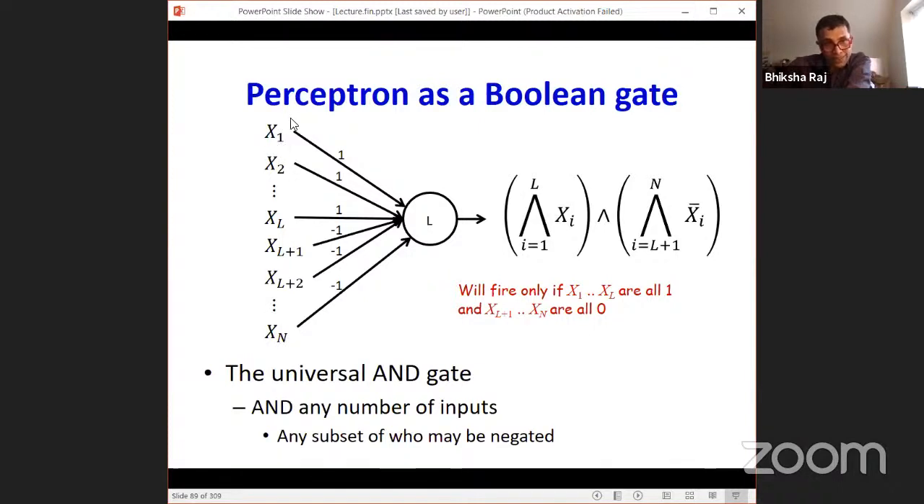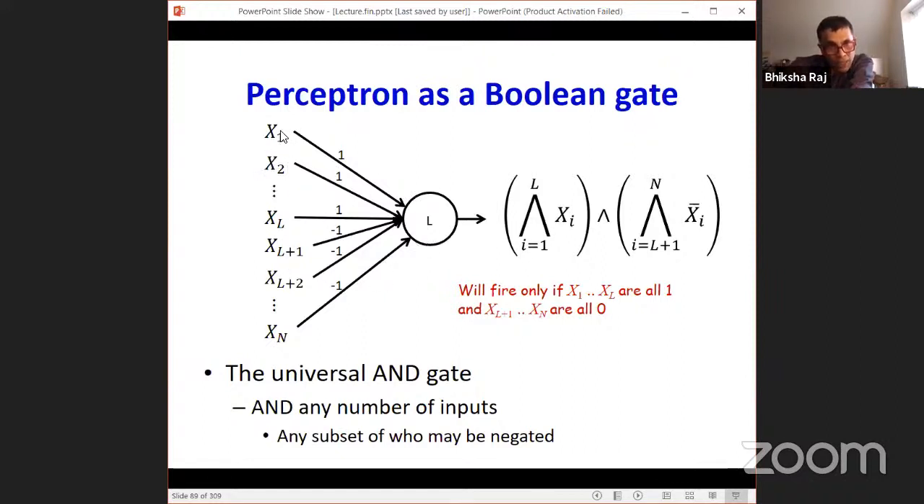It's a universal AND gate. This perceptron will fire if any of the first L inputs is one. Actually, no. It will only fire if all the first L inputs are one and all the remaining inputs are zero. If any of the first L is zero or any of the remaining is one, it will not fire. How's that? Let's set it at the target value. If I make the first L inputs one and the remaining zero, with the first weights being one and the remaining weights being minus one, the total input is going to be L. So if the target pattern is set as the input, the total weighted sum of inputs will match my threshold and it will fire.